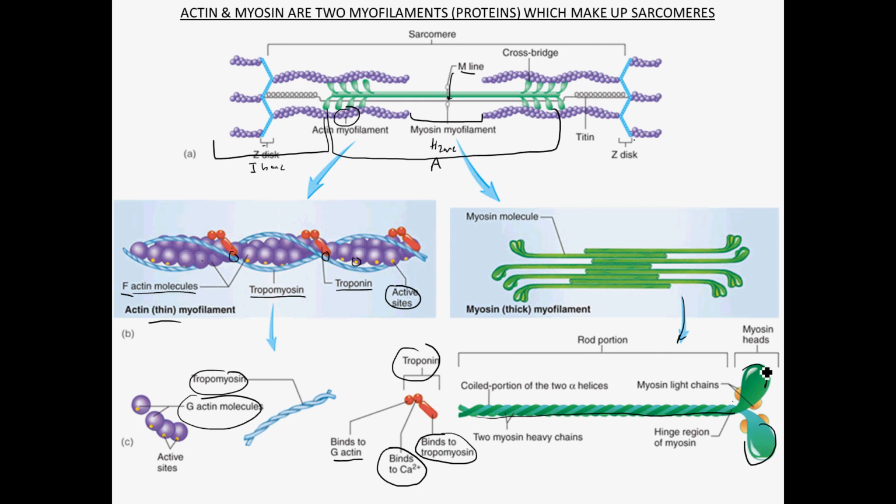These myosin heads are arranged such that they are at an angle to one another, and that they will interact with the actin. So the heads of the myosin interact with the actin molecules right there, and right here, and right here in the sarcomere. Okay.